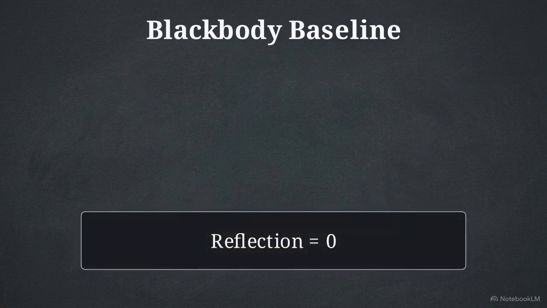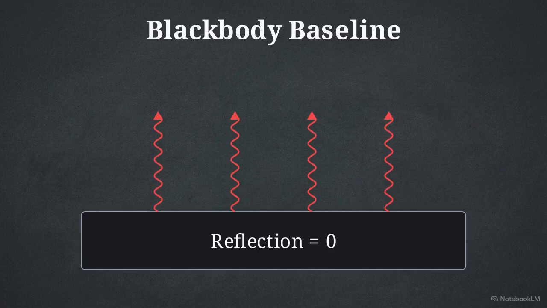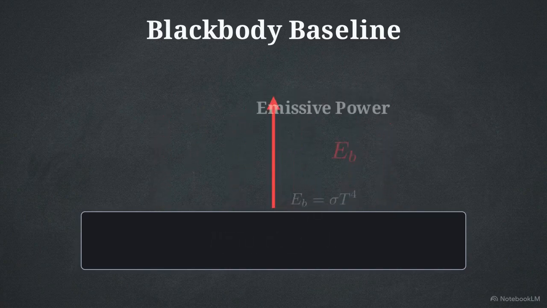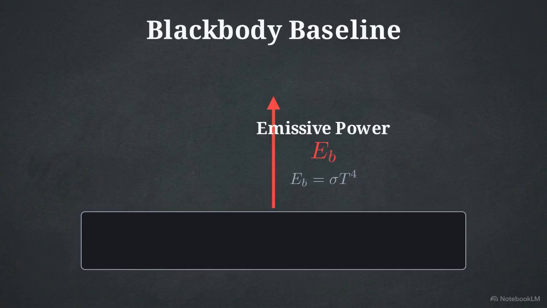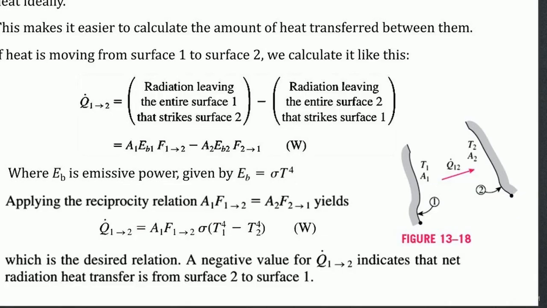Because a perfect black body doesn't reflect any energy, calculating the heat transfer is incredibly straightforward. We only need to figure out exactly how much heat the surface directly emits on its own. This graphic shows the exact relationship. Look at the bottom equation. This calculates the net radiation heat transfer, represented by Q dot, moving between two black surfaces.